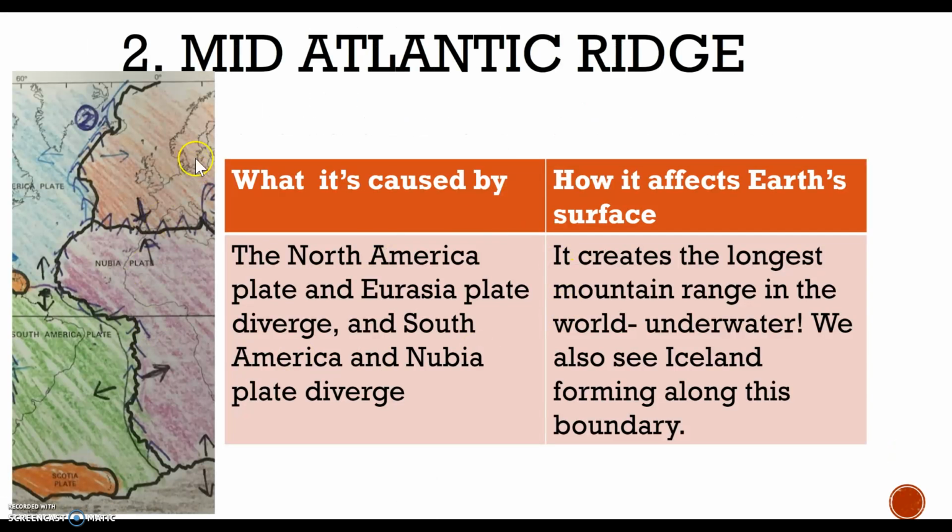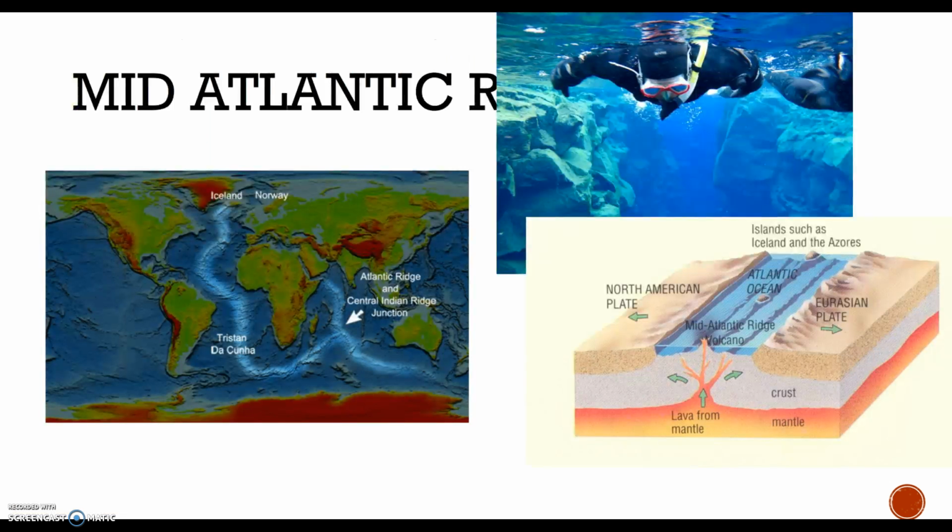Another example, here's number 2. So in your title section, go ahead and write Mid-Atlantic Ridge. What it's caused by, this is what you write. How it affects Earth's surface, this is what you write. Oh, and don't forget to be labeling in your map. There's a picture right here that shows you I have labeled number 2 and drawn the symbols for the mountains. You will be doing this for all 8 of the plate tectonics features.